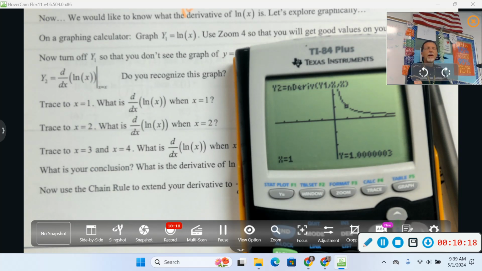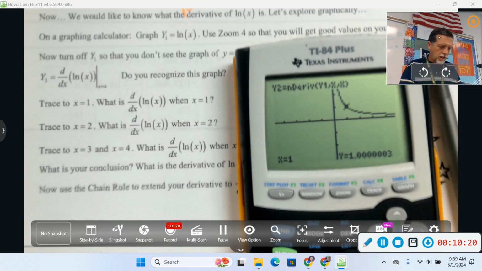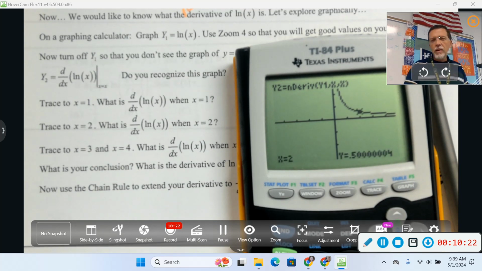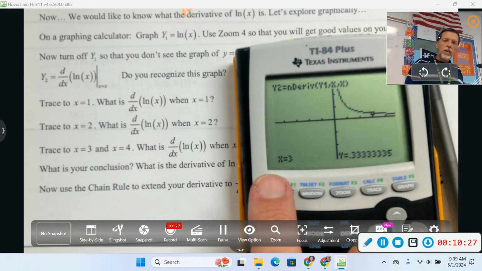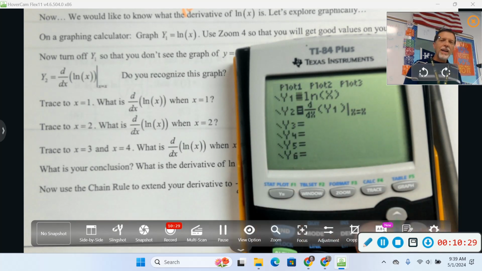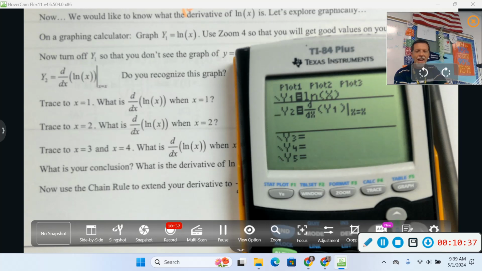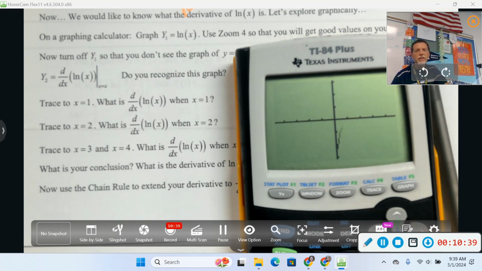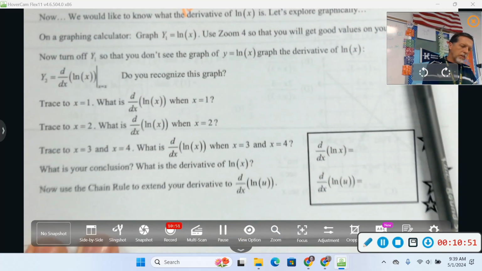1.000003, pretty close to 1. Let's try x equals 2. Yep, that's 1/2. How do you turn off one of the y's? If you want to turn off one of the y's, you highlight the equal sign and press enter. Or you can go to the line and press enter and make one of them bold. That way, if you wanted to see both of them, my bold one is the derivative. So I think you're right. I think it is 1 over x.